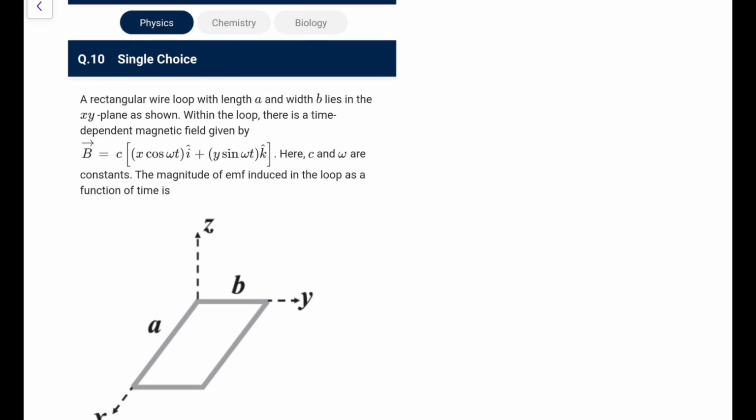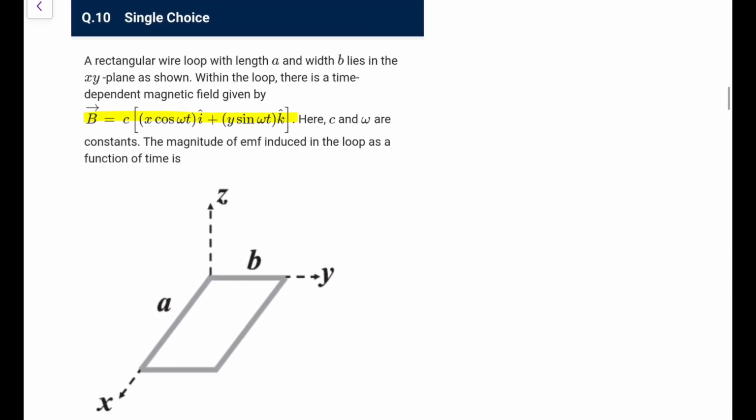Now next, a rectangular wire loop with length a and width b lies in the XY plane as shown in the figure. Within the loop there is a time dependent magnetic field given like this. C and omega are constants. The magnitude of the EMF induced in the loop is a function of time. So first of all, this won't induce any flux here because we need B dot A. So we need that B component parallel to the area vector, which would be k cap.